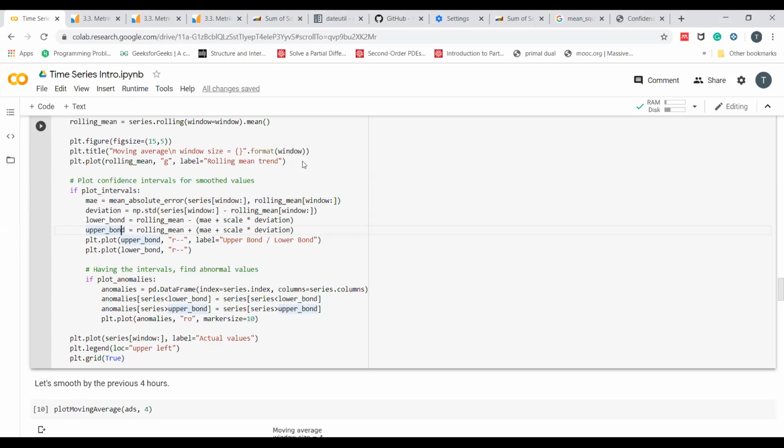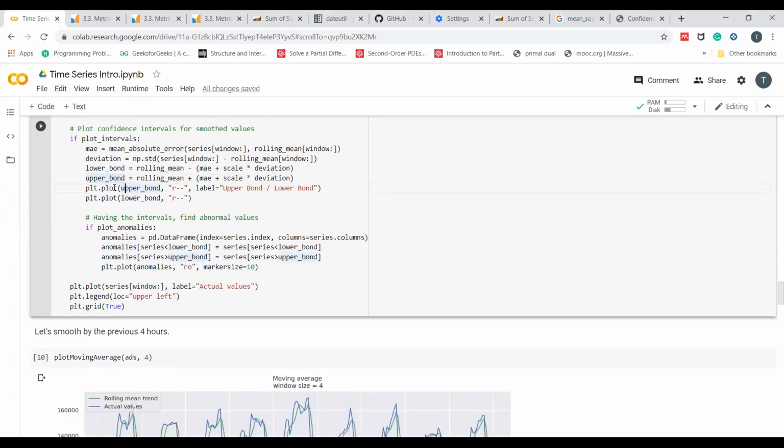So it just tells us that we are 95% sure that the rolling mean will stay in this range, and then we define how to find the anomalies. So the anomalies are data points that are either lower than the lower bound or higher than the upper bound. Don't worry, I'll show you later.